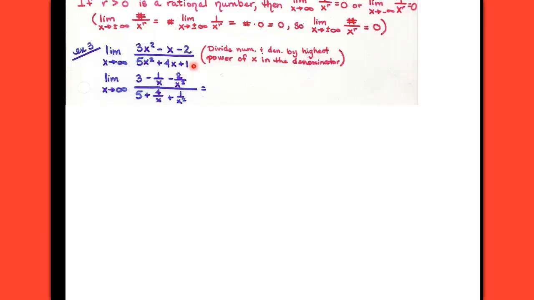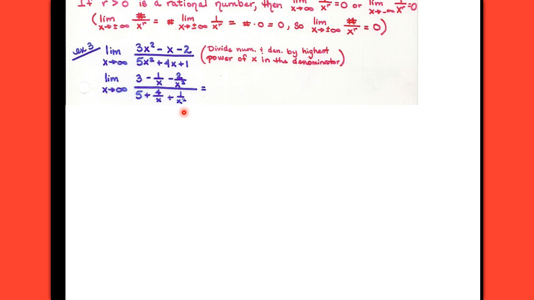And so they suggest for this that I divide everything in the numerator and the denominator by the highest power of x in the denominator. I know that seems really random, but you'll see why that's the case in just a second. So if we divide everything by the highest power of x in the denominator, 3x squared divided by x squared would give me 3. Negative x divided by x squared would be negative 1 over x, negative 2 over x squared. And then down here, 5x squared divided by x squared, 4x over x squared, 1 over x squared.